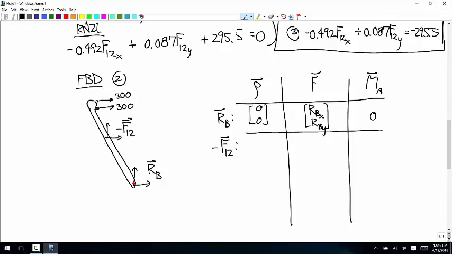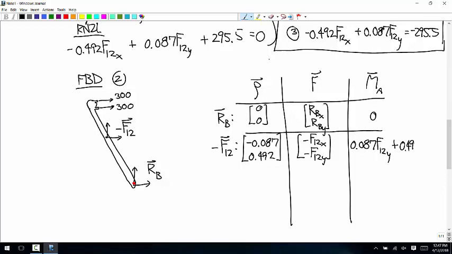That rho vector is, all of these are just going to be mirror images about the y-axis of the other one. So this is going to be negative 0.087, positive 0.492. And then the force vector is negative F12x, negative F12y. And the cross product is 0.087 F12y plus 0.492 F12x.